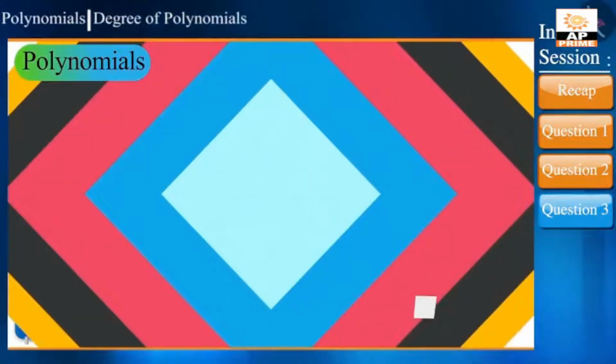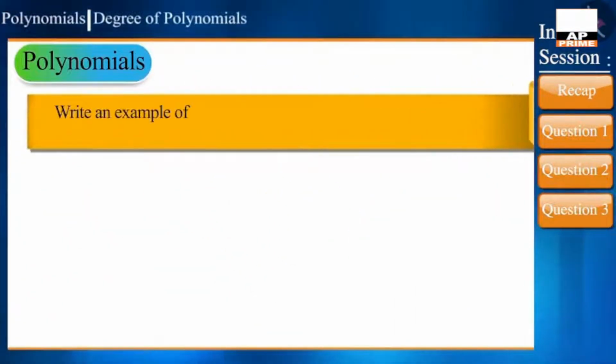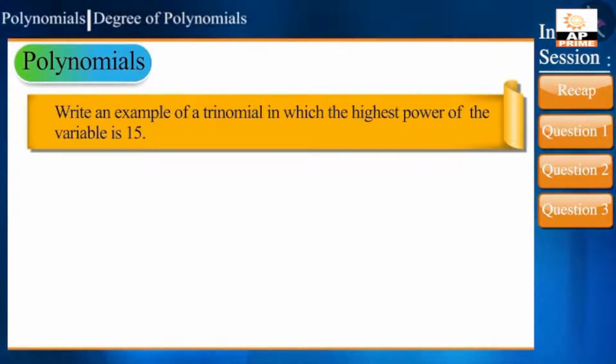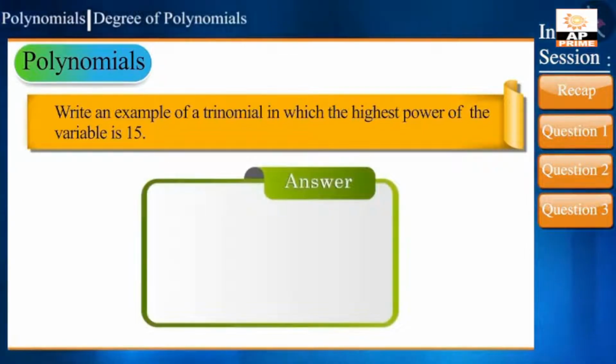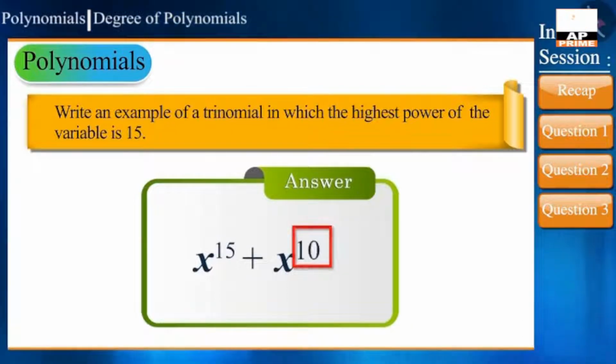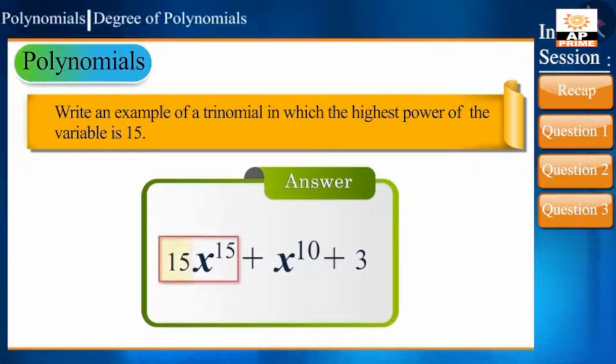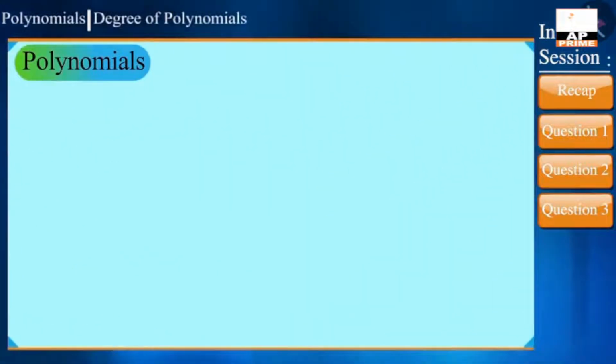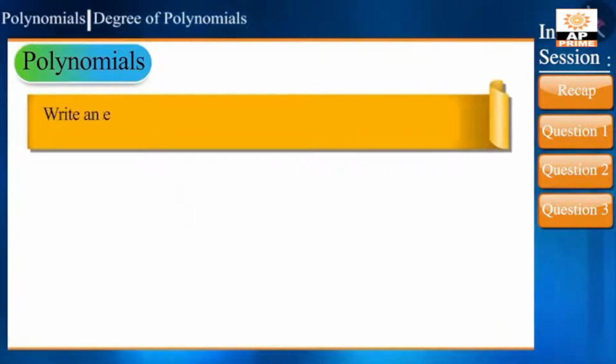Let's see our next question. Here, we will have to write an example of a trinomial in which the highest power of the variable is 15. The answer to this could be as follows. x to the power of 15 plus x to the power of any whole number other than 0 and less than 15 plus any number other than 0. Here, you can also write the coefficient of x to the power of 15, which can be any number other than 0. Got it? Before we end, here's a question that you have to solve yourself.